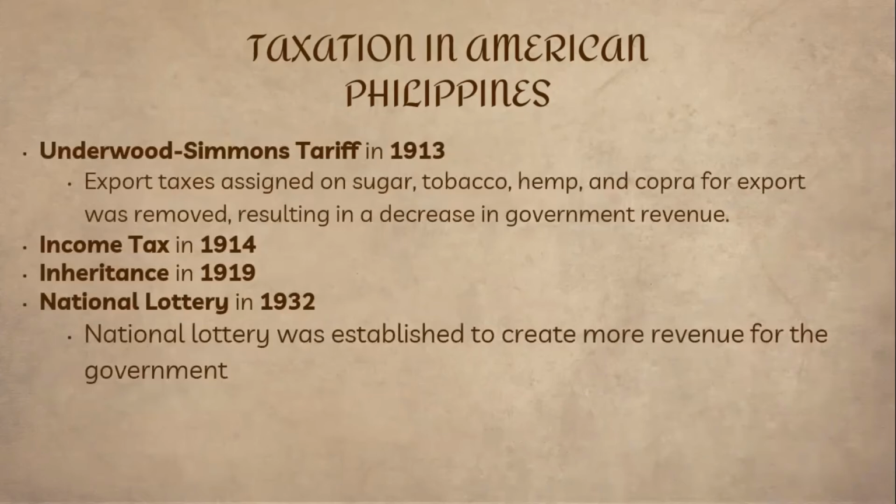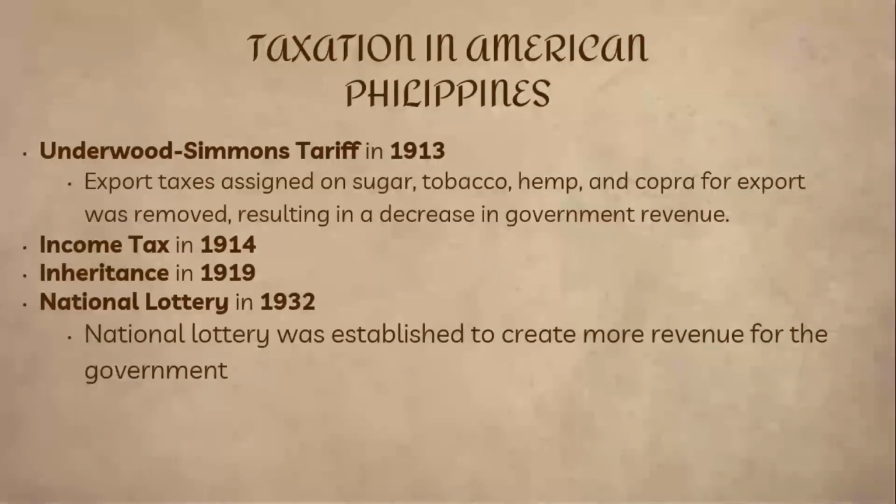In 1913, the Underwood-Simmons Tariff Act was passed, resulting in a reduction in the revenue of the government as export tax levies on sugar, tobacco, hemp, and copra were lifted. New sources of taxes were introduced later on. In 1940, an income tax was introduced. Income tax is a type of tax that government imposes on income generated by business and individuals within their jurisdiction. Income tax is used to fund public services, pay government obligations, and provide goods for citizens.